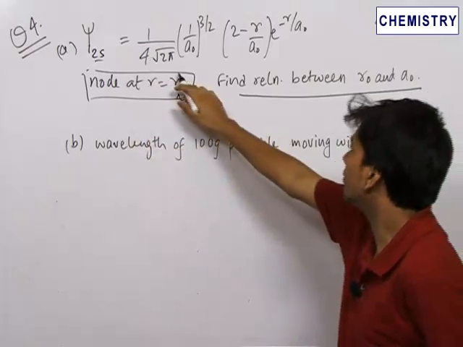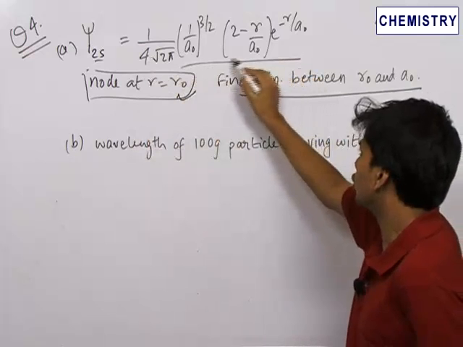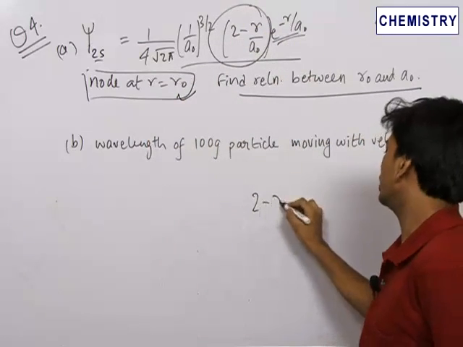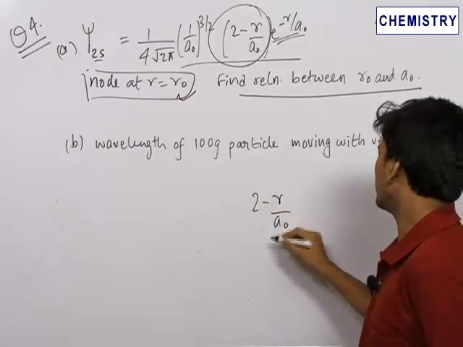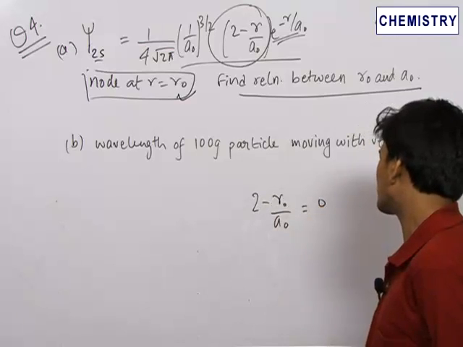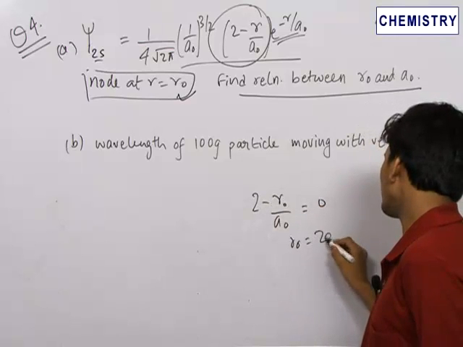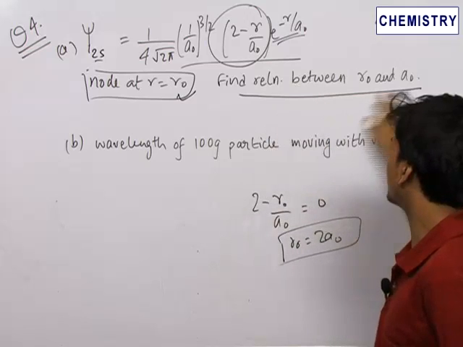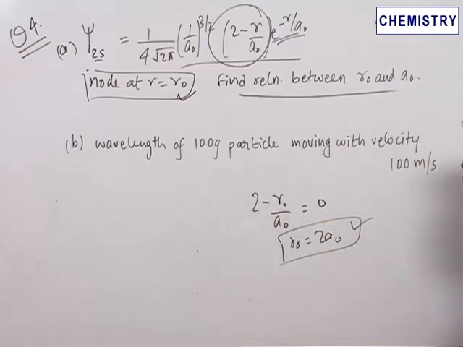Therefore the only term which can become 0 over here is 2 minus r upon a0. Since the other term is always positive, we equate 2 minus r upon a0, with r as r0 because there is a node at r0, to 0. Therefore we get r0 is equal to 2 times a0. So we simply get the answer for our first part: the relation between r0 and a0 is r0 is equal to 2 times a0.